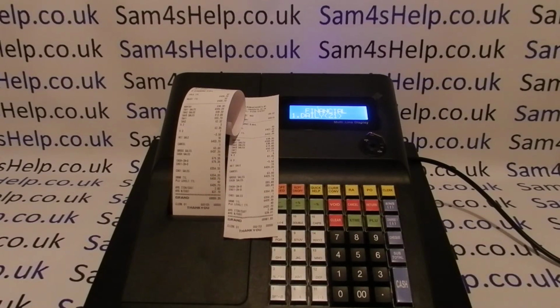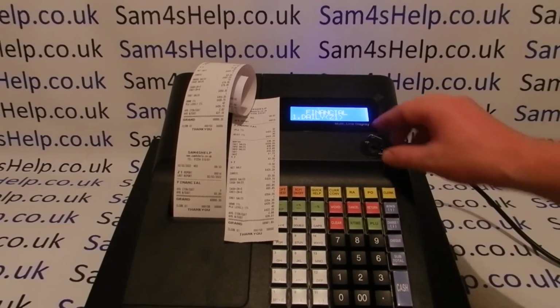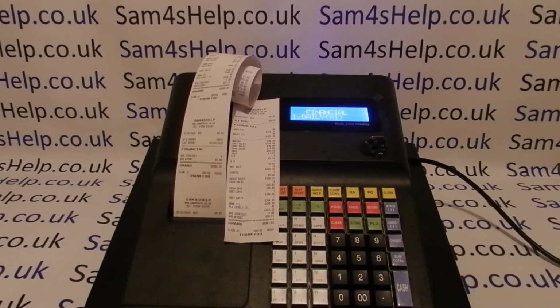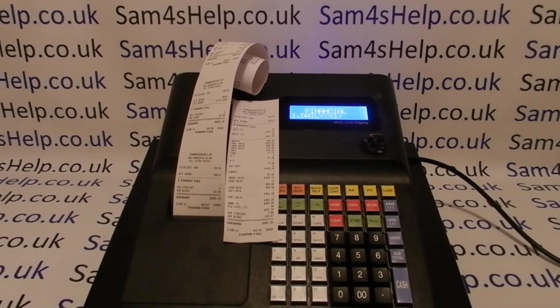The Z has wiped that information, so if I run another Z it'll be at 0, and likewise if I go back to X and run the X financial report, there will be no data on it because the Z has reset the information, so it's ready for the next day's trading.